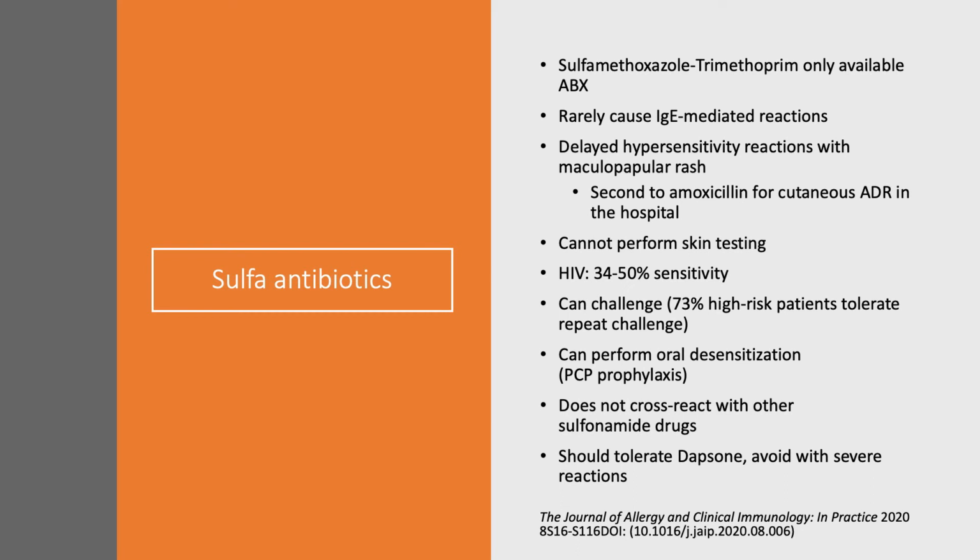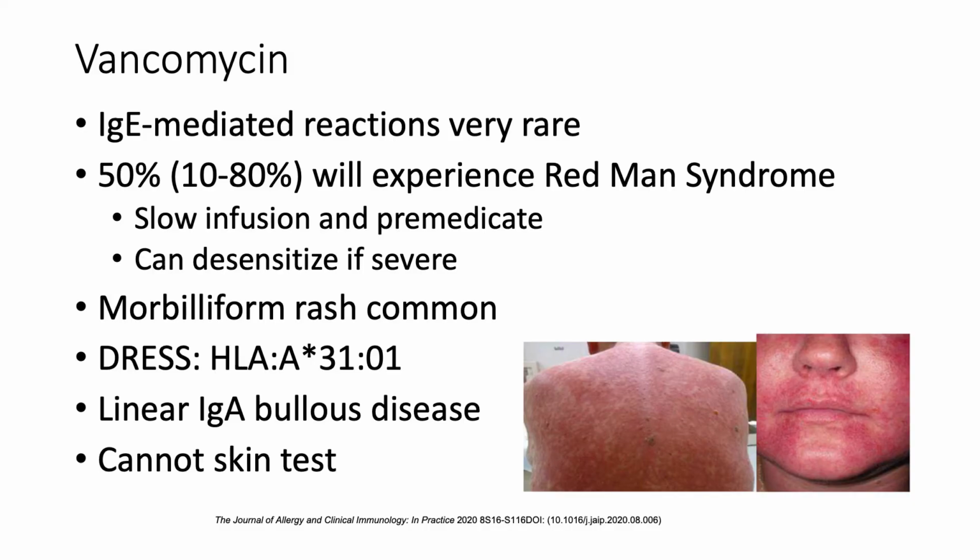So high-risk patients such as HIV have up to a 50% risk of having true sensitivity, but when we challenge them in the future, 73% tolerate the challenge on repeat challenge. So someone who is a transplant patient who needs Bactrim for PCP prophylaxis, they should be on Bactrim. Get them to us, we will challenge them, and even if we can't challenge them, we can desensitize them and get you the best drug for the prophylaxis.